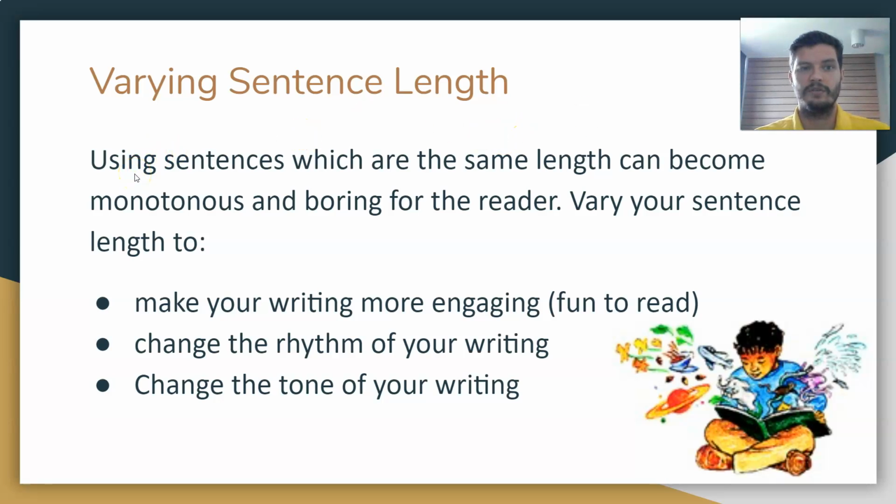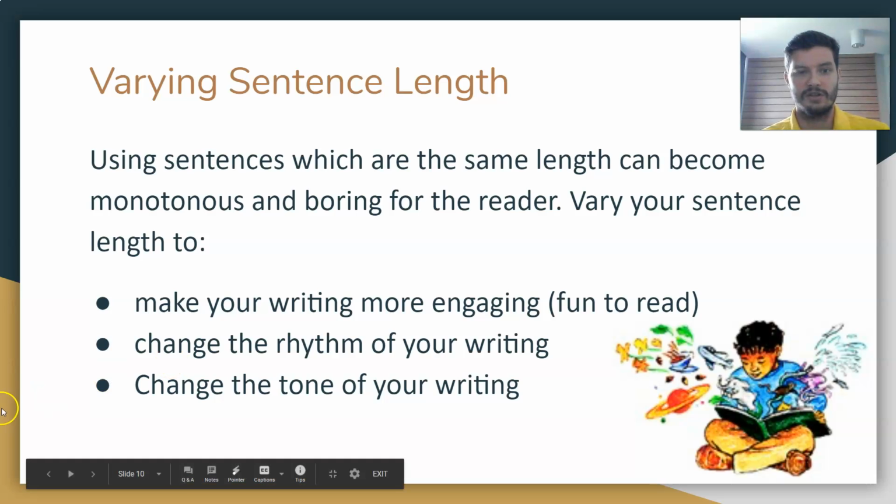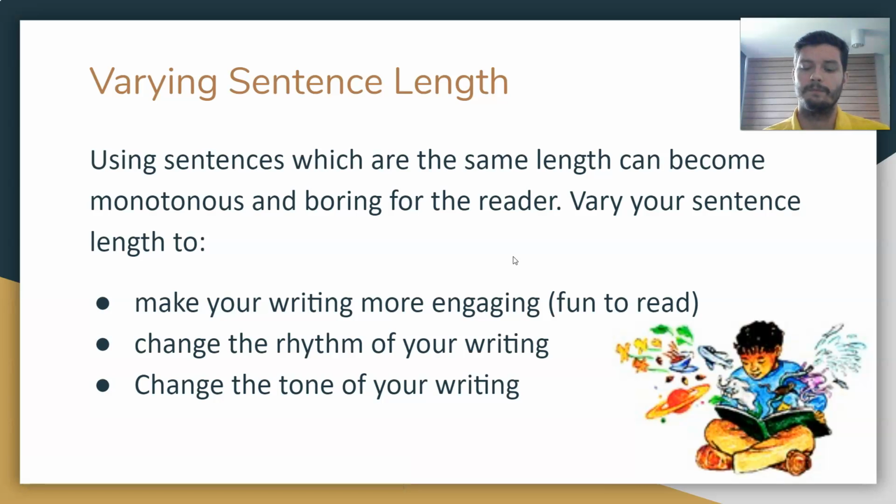There are several reasons. So using sentences which are the same length can become monotonous and boring to the reader. Vary your sentence length in order to make your writing more engaging or fun to read, to change the rhythm of your writing. Writing has a certain rhythm, like music. It has a pattern when we read it out loud. So if you change the rhythm of your writing, again, it can make your writing more engaging, and we can do that by varying sentence length. It can also change the tone of your writing. Okay, it can make your writing sound more menacing or more friendly.